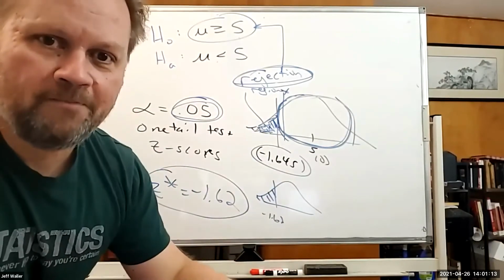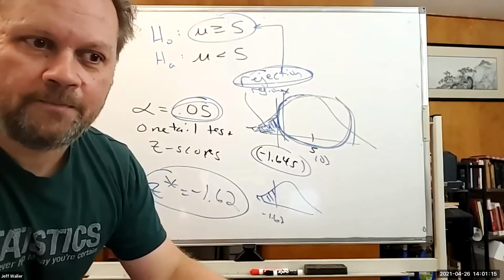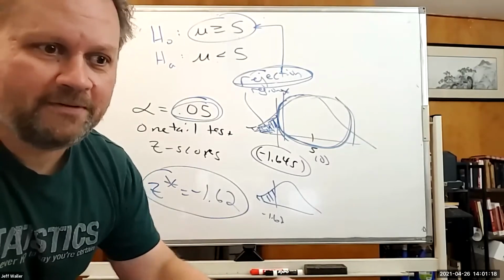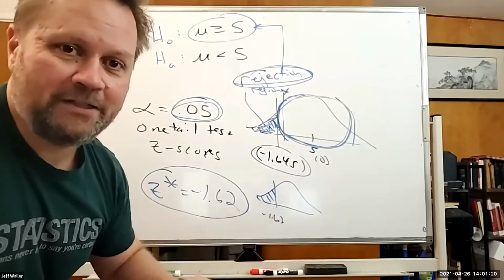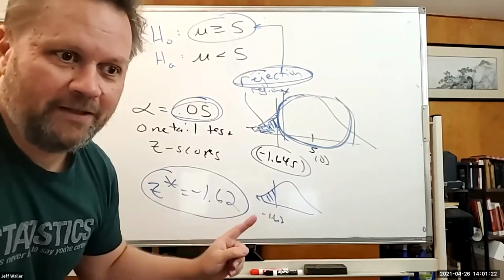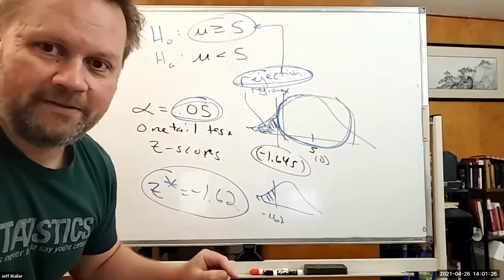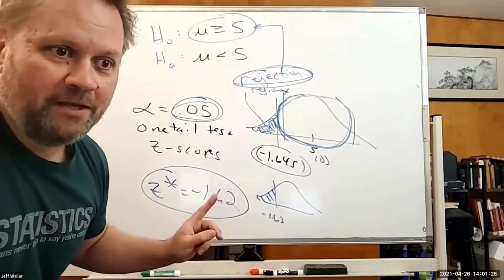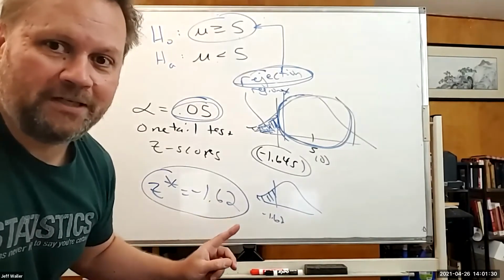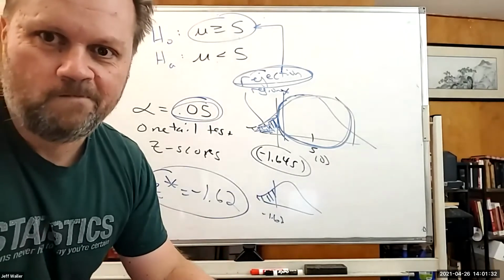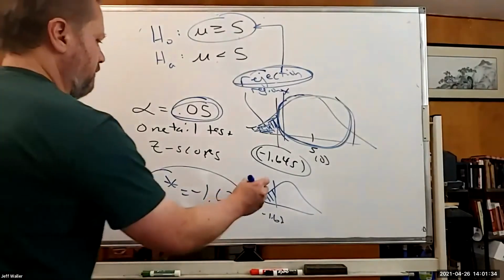Could you find the area? This is chapter 6 now. Find the area in the tail that this z-score makes. What does that mean, Jeff? Look this up in the z-score chart and you're done. 0.0526. It sounds about right.